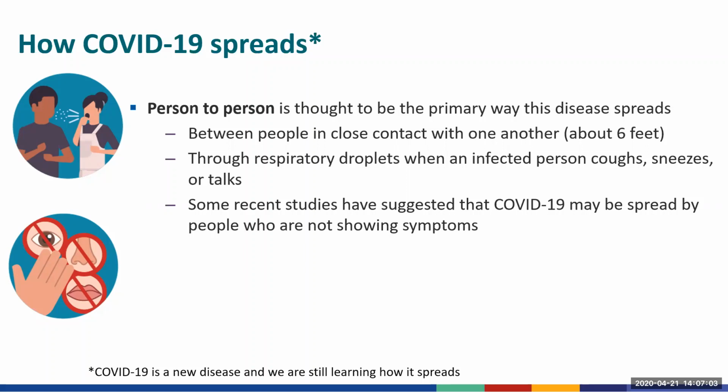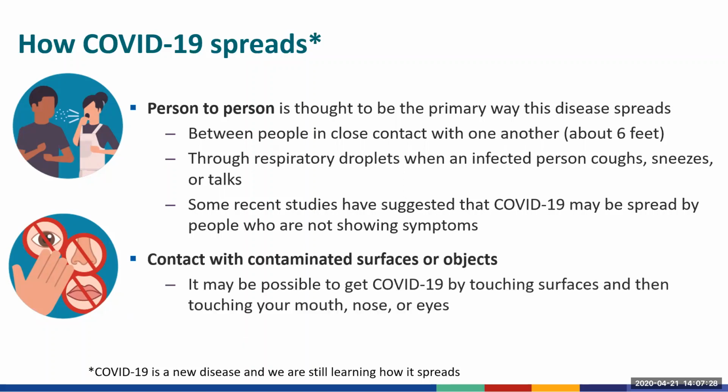It spreads between people in close contact with one another, about 6 feet, through respiratory droplets produced when an infected person speaks, coughs, or sneezes. These droplets can land in the mouths or noses of people who are nearby or possibly be inhaled into the lungs. Some recent studies have suggested that COVID-19 may be spread by people who are not showing symptoms. The other way it may spread is through contact with contaminated surfaces or objects. It may be possible to get COVID-19 by touching surfaces and then touching your mouth, nose, or eyes.